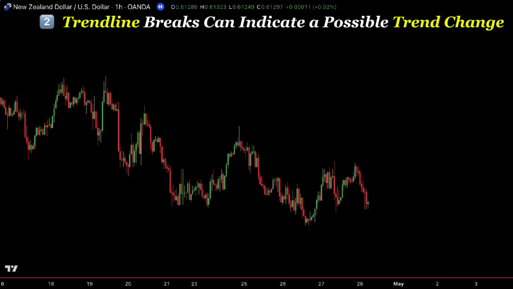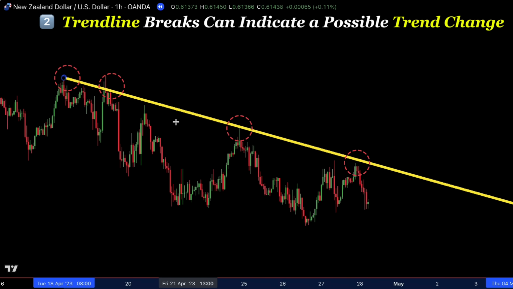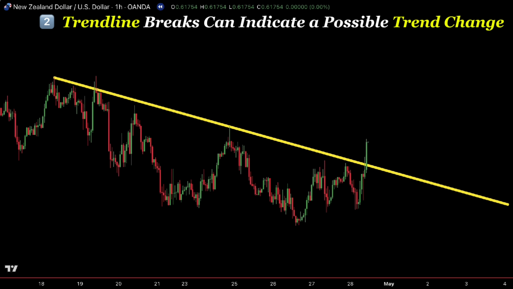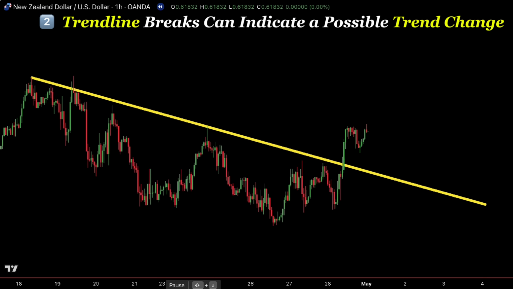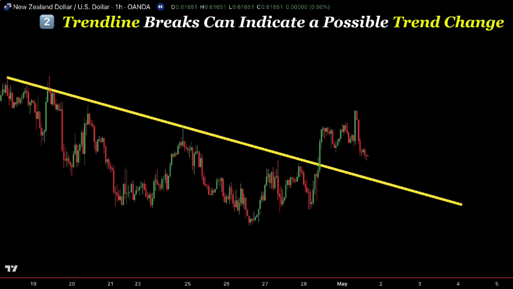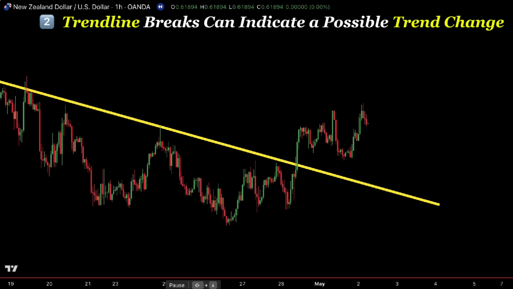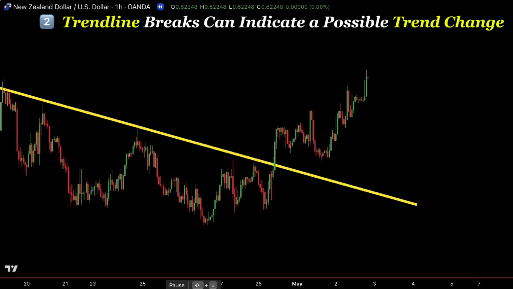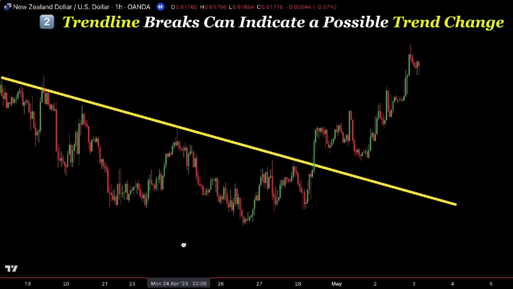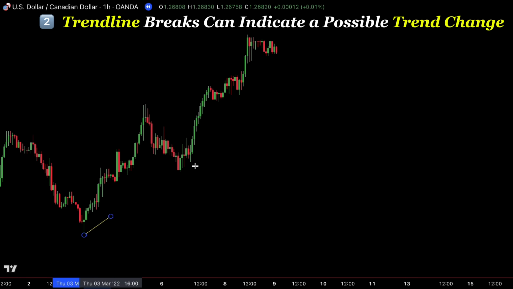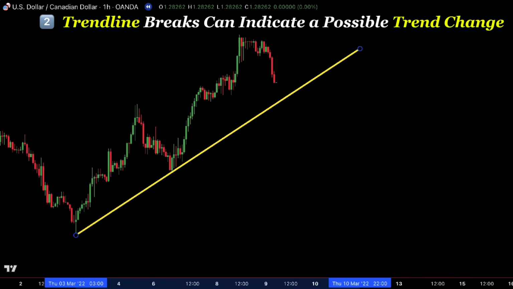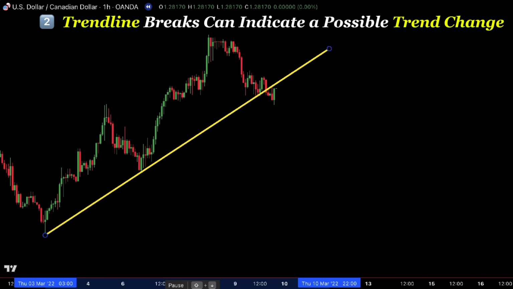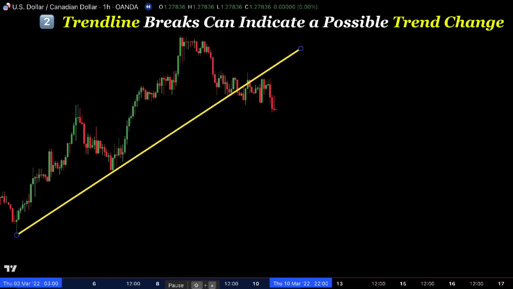Trend lines are not only useful for following the current trend, they can also help you spot when the market may be changing direction. In a downtrend, the trend line is drawn above price. If price breaks above this line, it can be an early signal that the market may be shifting toward an uptrend. In an uptrend, the trend line is drawn below price. If price breaks below it, this may indicate a potential shift toward a downtrend.